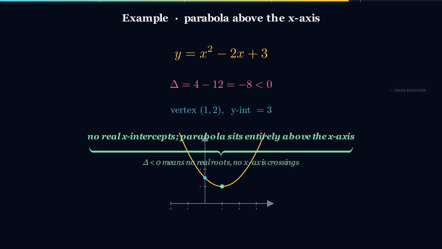Without x-intercepts, the parabola sits entirely in the upper half plane. The discriminant told us this before any graphing was needed.